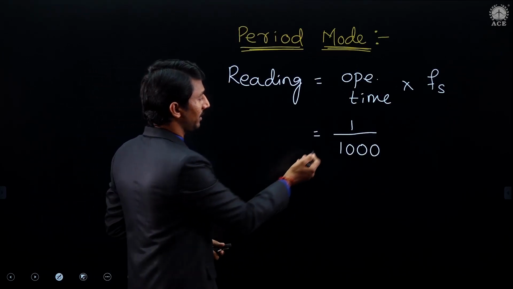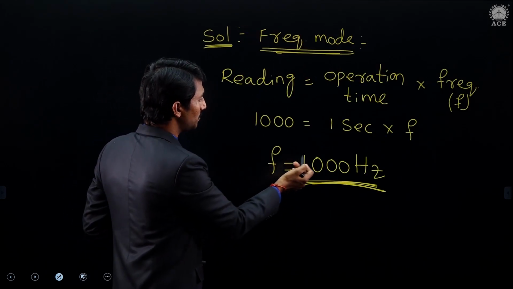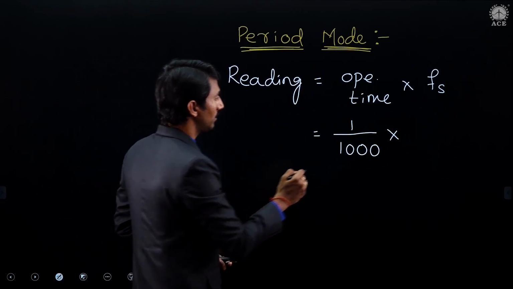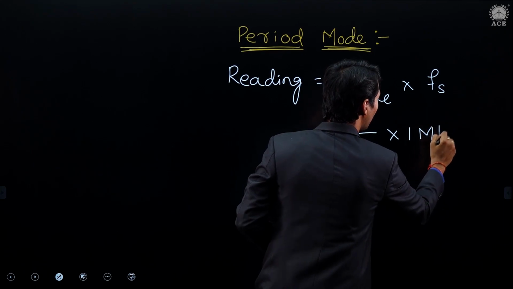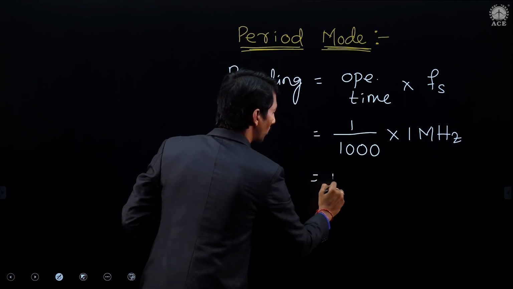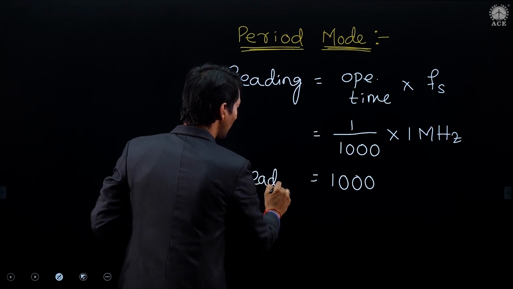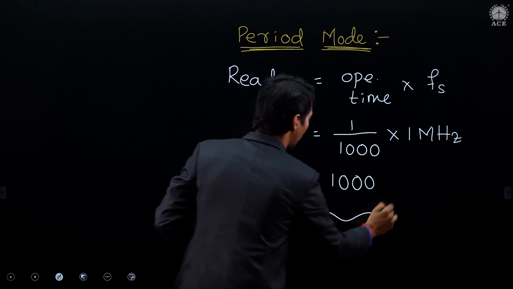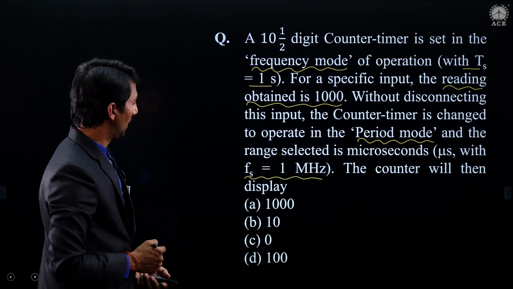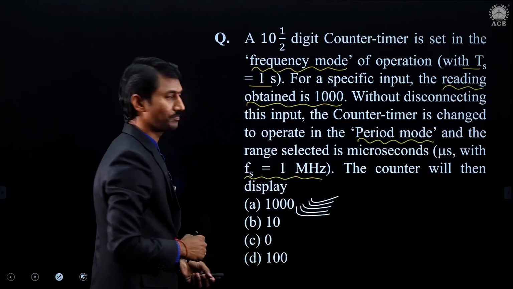So simply 1 by 1000 into, what is the frequency in the second mode? He has mentioned clearly fs is equal to 1 megahertz. So this is 1 megahertz, mega and this, so simply you are going to get 1000 value. This is the reading. So in this period mode with the given data, what is the displayed value? 1000. Now let us see the options: 1000, 10, 0, 100. So the answer is 1000. Clear?